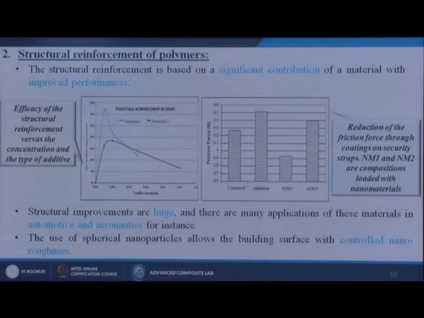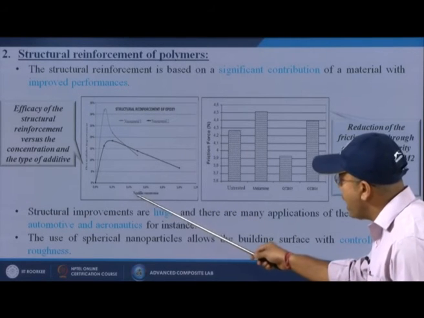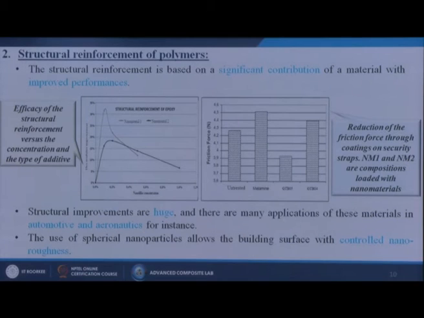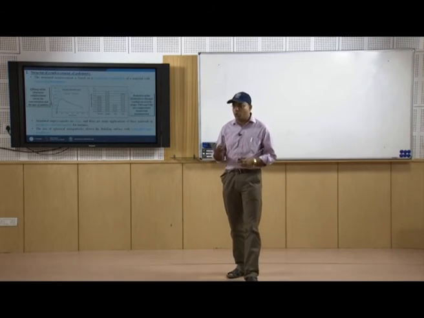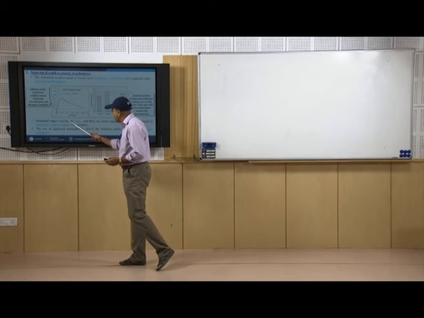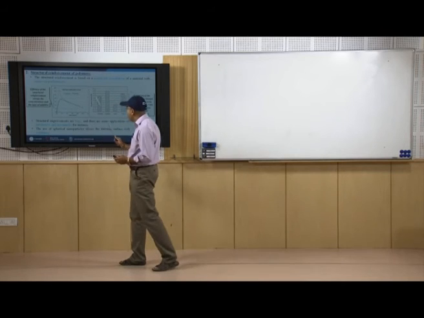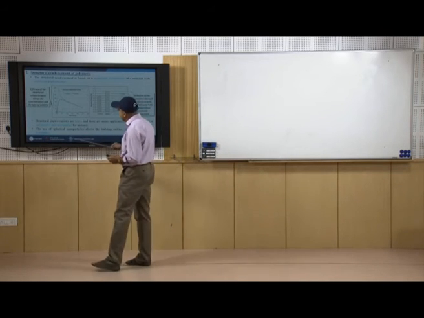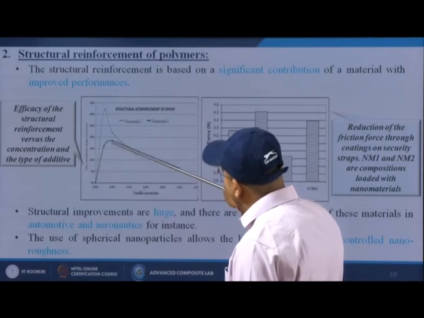Next one is called the structural reinforcement of polymers. The structural reinforcement is based on a significant contribution of a material with improved performance. That means the efficacy of the structural reinforcement versus the concentration and the type of additives we are generally applying. Here we can see that we are applying different nanofiller concentrations, that means the loading of these nanofillers for a particular system, whether 1 weight%, 2 weight%, 3 weight% or different loadings of the nanoparticles. Here it has been given as 0, 0.2, 0.4, 0.6, 0.8, 1, and on this side we get the modulus of the different particles.